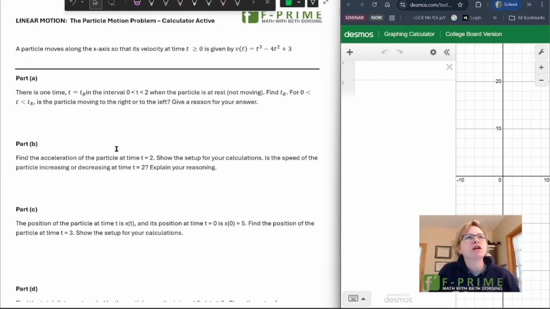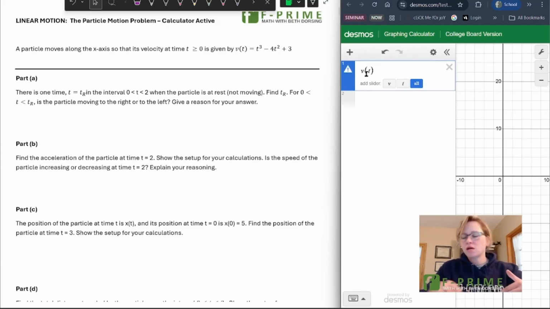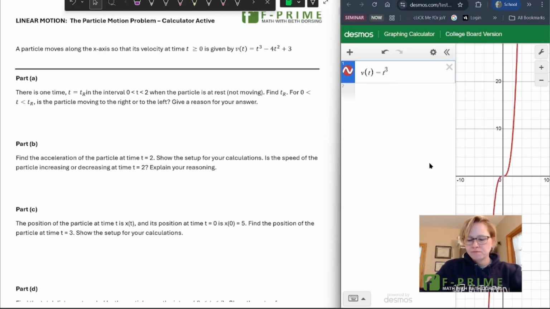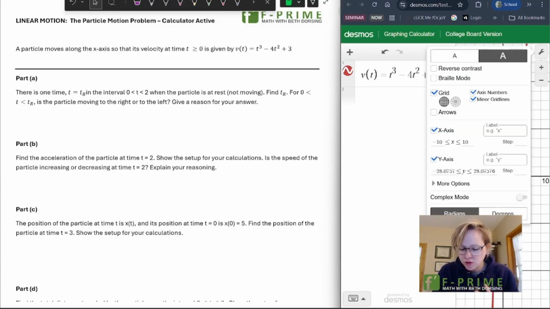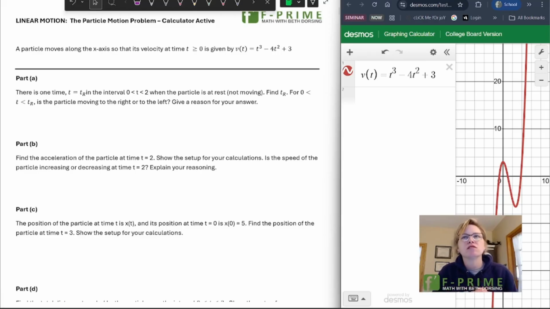So let's take a look at the problem. We've got a particle moving along the x-axis so that its velocity at any time t greater than or equal to 0 is given by this equation. My first step, before I even solve anything, is I want to type the equation into Desmos. And when I type it in, I want to make sure that I'm using function notation. So I'm going to type in v of t equals t cubed minus 4t squared plus 3. Now we've got our equation in there, and we've got the graph visible in Desmos. I like to change my graph over to projector mode. It just makes things a little bit bolder and easier to see on the screen.